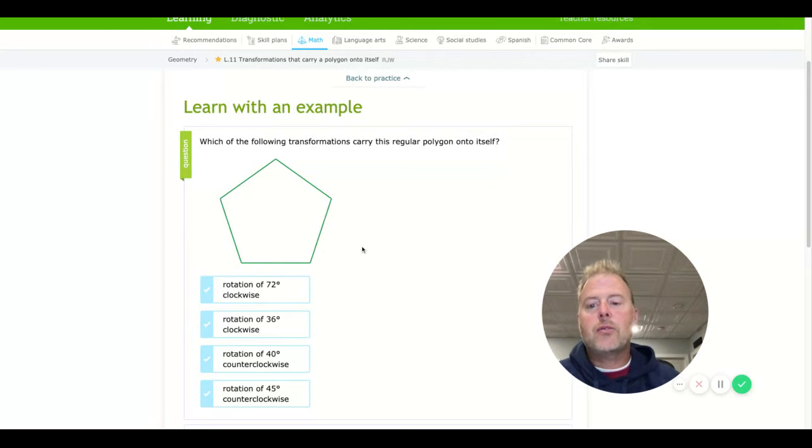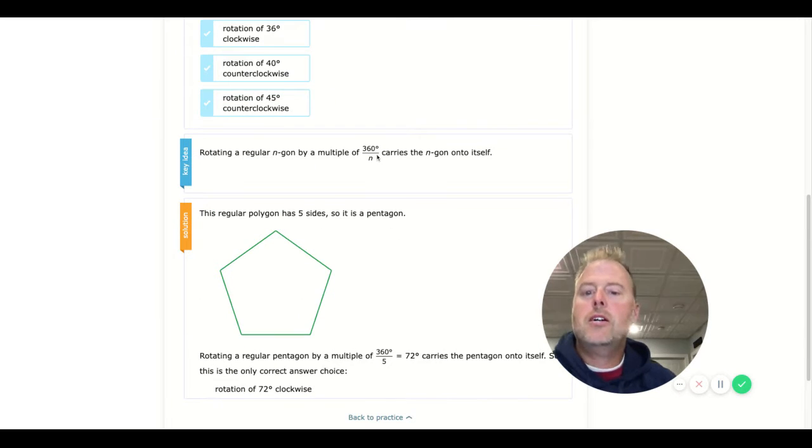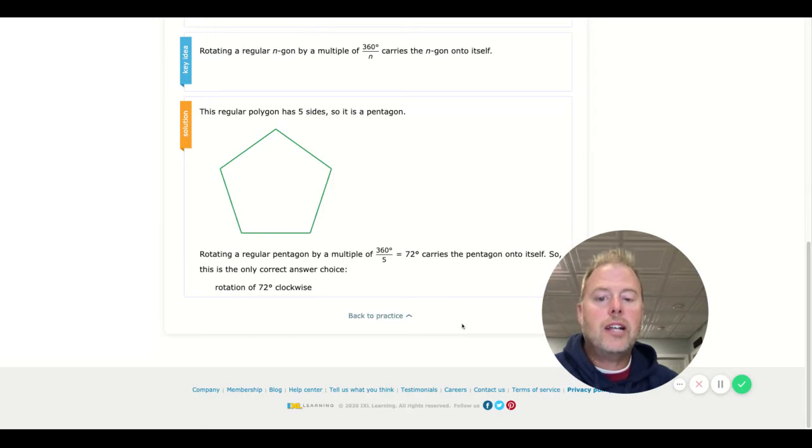So if I rotated it 72, I should be able to get the same pentagon. And that's what they show me here. If I take 360 divided by 5, 72 degrees would carry it onto itself.